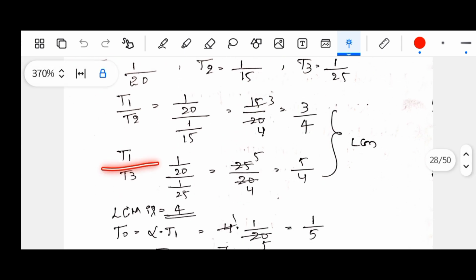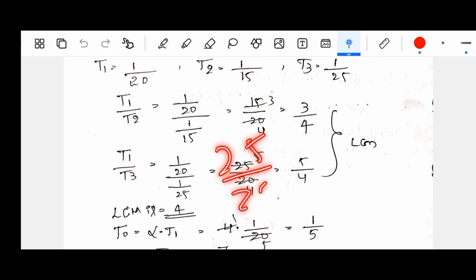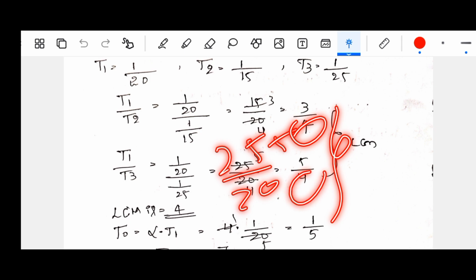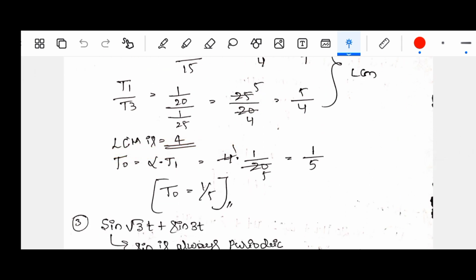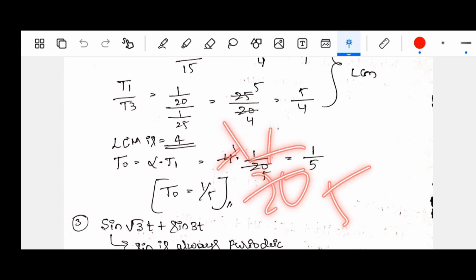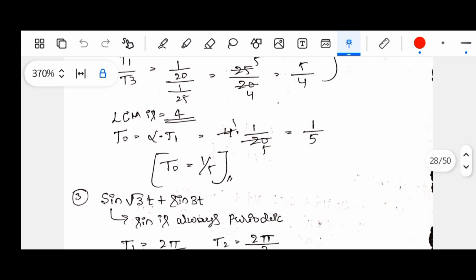T1 by T3: here 1 by 20 divided by 1 by 25. Therefore, 25 divided by 20 means 5 by 4. Let's take the LCM. The LCM here will be 4. Since the LCM is 4, let's find out T0. T0 is equal to alpha into T1, where the alpha value will be 4 into T1, which is 1 by 20. So 4 ones are 4, 5 fours are 20. Therefore, the value will be T0 is equal to 1 by 5.